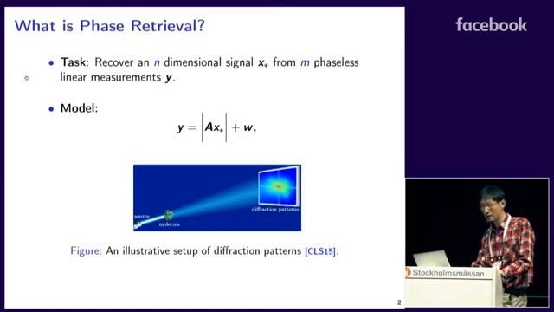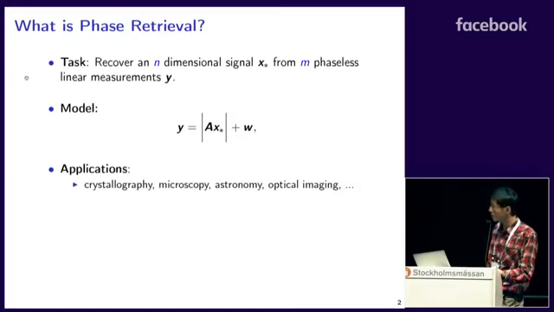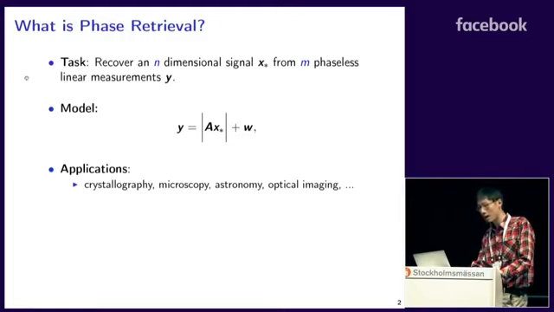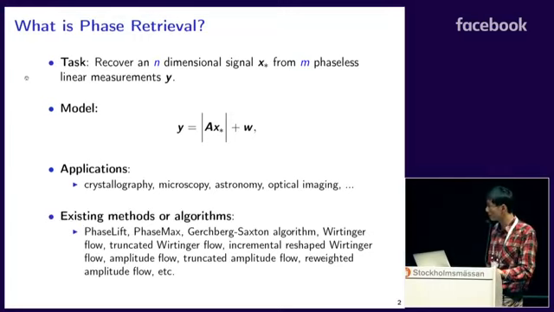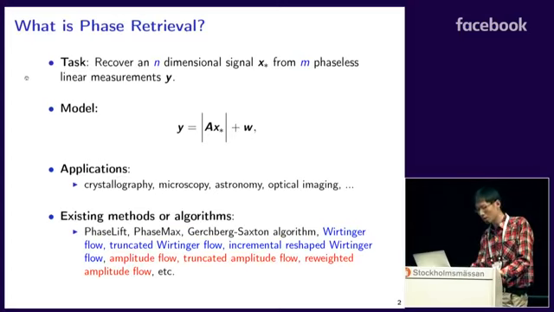Now, besides this example, we can also name many other applications, such as microscopy, astronomy, optical imaging, and so on. Due to its popularity, many algorithms that aim to solve the phase retrieval problem have been proposed and analyzed, like these. Note that there are two main types of algorithms. The first one is the Wirtinger flow and its variants, and the second one is the amplitude flow and its variants. So let me briefly introduce these algorithms and known results for their performance.